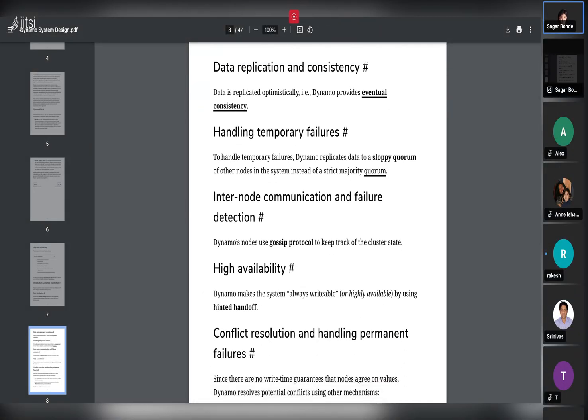So you are saying sloppy quorum, so it is not mandatory to respond for all the replicas, right? Yeah, okay.